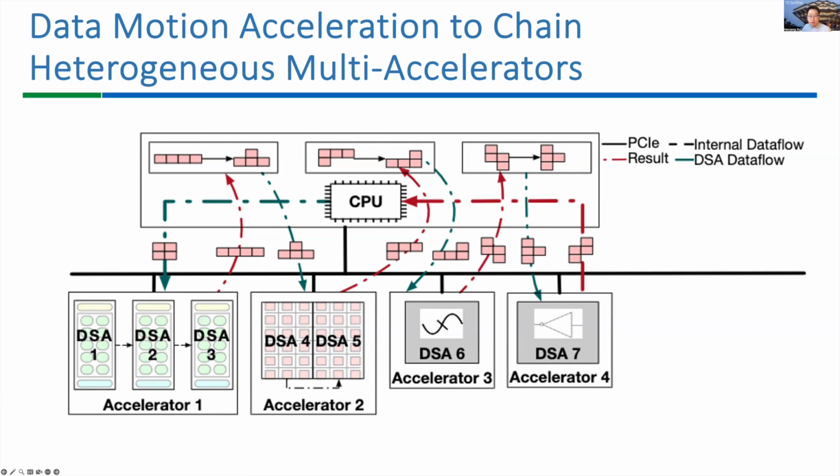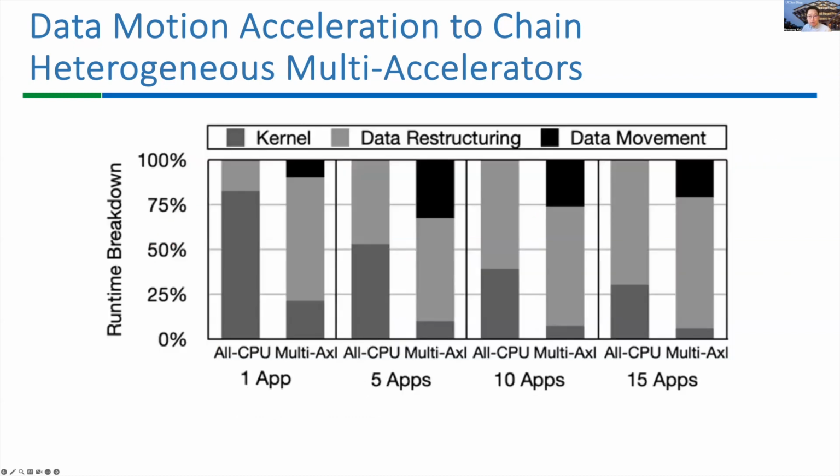We can see CPUs are used to process the intermediate results, and CPU DRAM is used as intermediate storage. Profiling this data motion setup revealed its significant impact on the overall runtime. This figure shows the geomean of runtime breakdown for 5 applications, considering scenarios of up to 15 applications co-running on a server with data restructuring executed on the CPU.